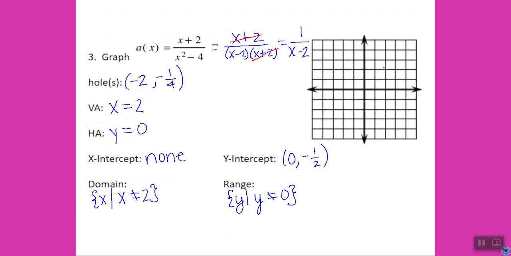So vertical at x equals 2, horizontal at y equals 0. We're going to have a hole at negative 2, negative 1/4. So I'm going to draw an open circle there. Our y-intercept is 0, negative 1/2. And then we're going to put it in Desmos to see what happens to the rest of it.